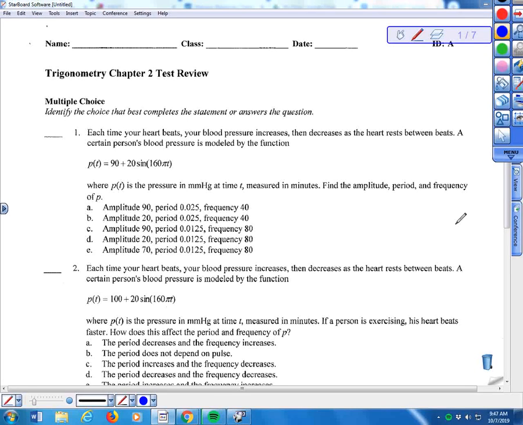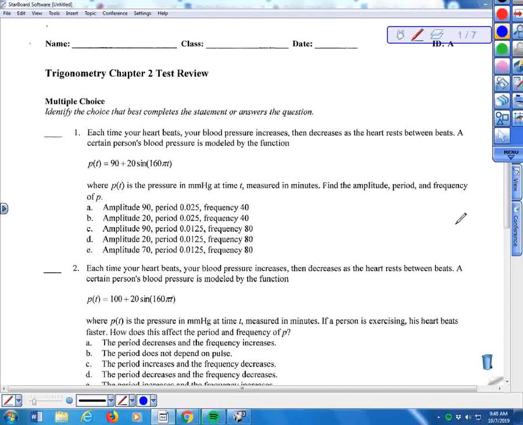Okay, so each time your heart beats, your blood pressure increases, then decreases as the heart rests between beats. A certain person's blood pressure is modeled by this function, where P of t is the pressure in millimeters of mercury at time t measured in minutes. They want us to find the amplitude, period, and frequency of P given that equation. So what's the amplitude? 20, good. What's the period? How do we find it? 2 pi divided by 160 pi, right? Your pi's cancel, you get 2 over 160, which is 1 over 80, which is 0.0125, right?